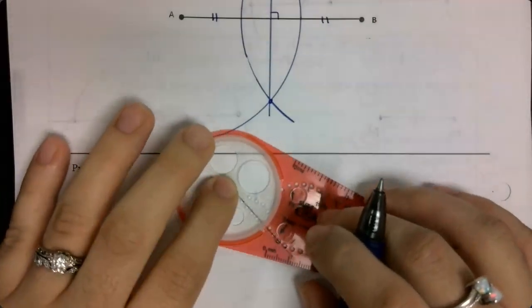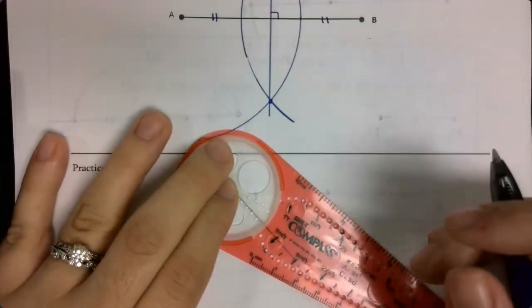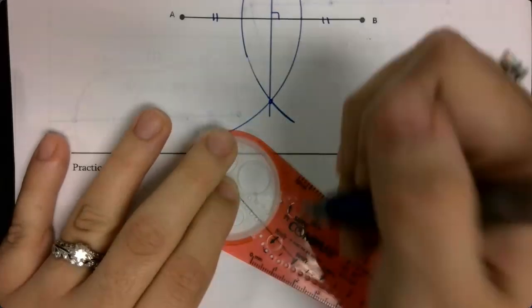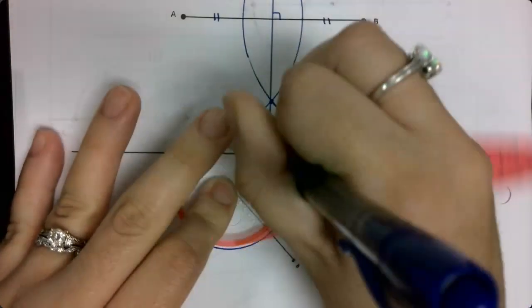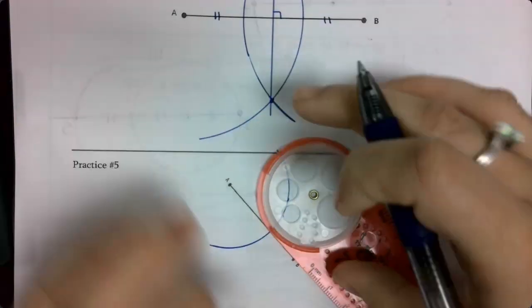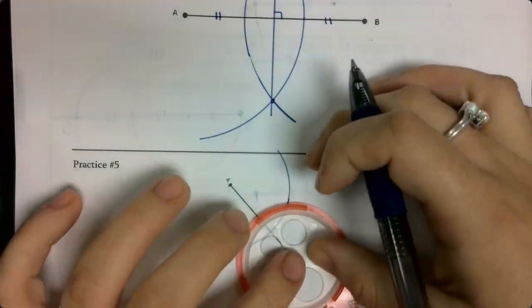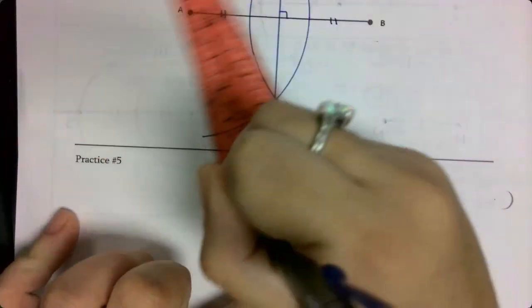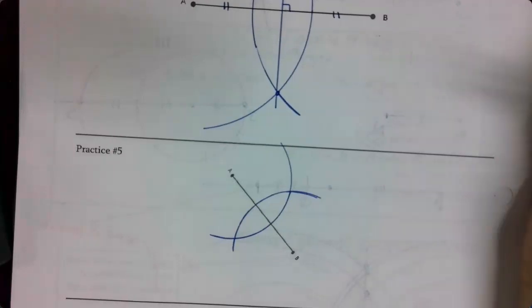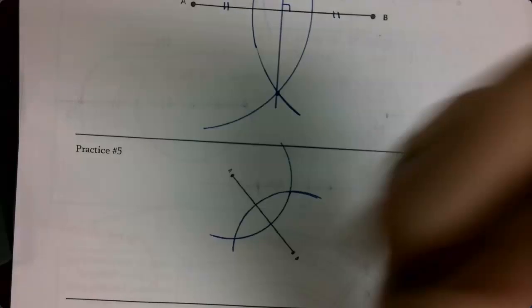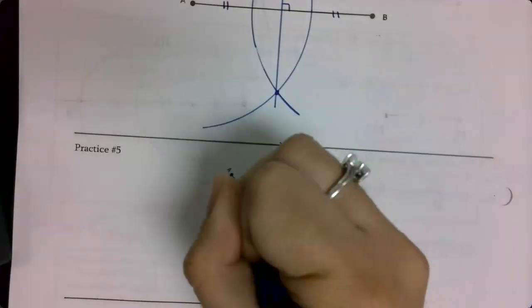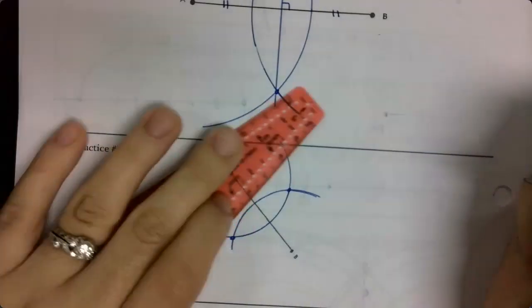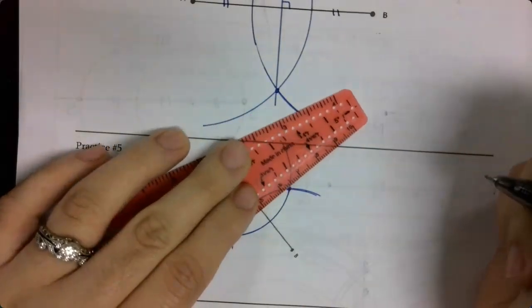Okay, so same idea for number 5. I line up my golden piece, and guys, stop talking. I want to pick one that is longer than my middle, and then draw it enough that it's going to cross. And then I draw my 2 points where the 2 circles are crossing. Draw my line through those 2 points.